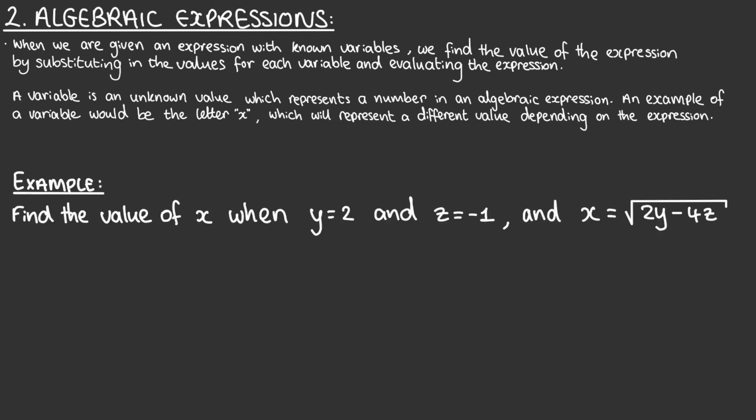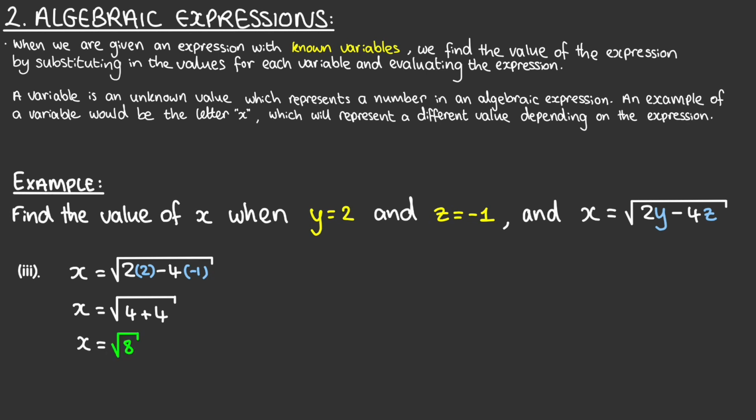For our third example, we are asked to find the value of x when y is equal to 2 and z is equal to minus 1. So here, our known variables are y and z. The question also states that x is equal to the square root of 2y minus 4z. So substituting in our known variables y and z, we get x is equal to the square root of 2 multiplied by 2 minus 4 multiplied by minus 1. This simplifies to x is equal to the square root of 4 plus 4, which again simplifies to x is equal to the square root of 8.